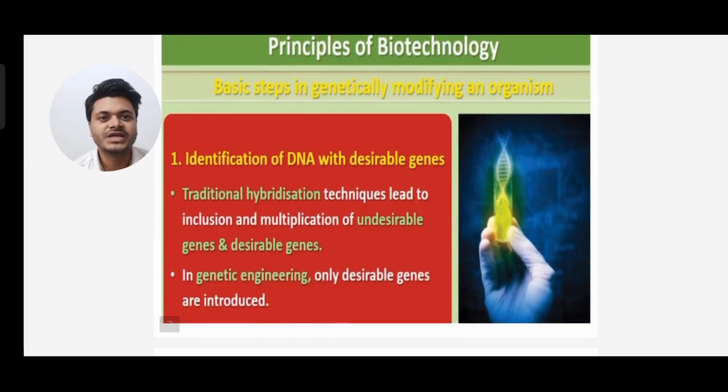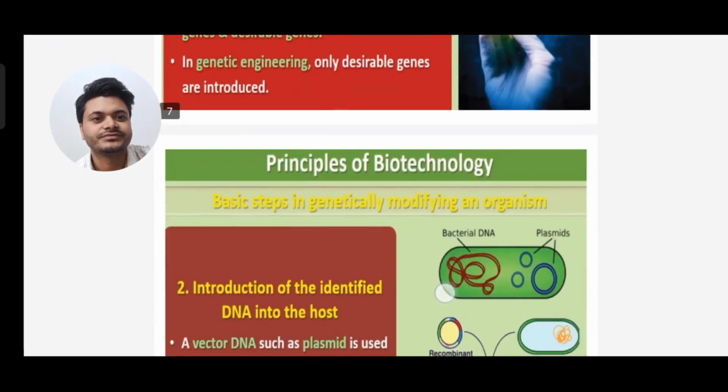So first is identification of DNA with desirable gene. Traditional hybridization is a technique that leads to inclusion and multiplication of undesirable genes and desirable genes. Okay, what is traditional hybridization? A technique used for multiplication of desirable and undesirable genes. Next, in genetic engineering only desirable genes are introduced.